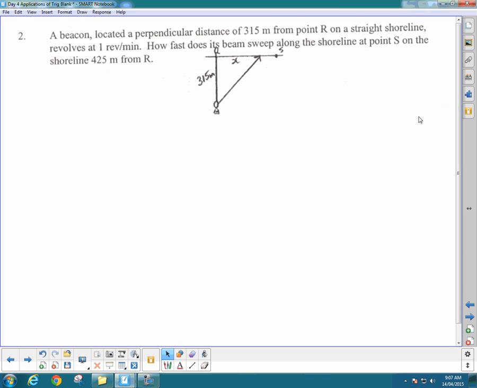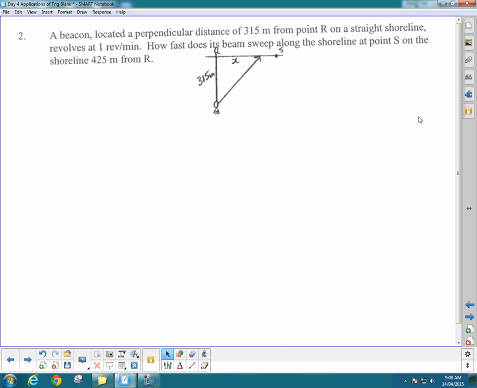Okay, for the second example, we've got a beacon, which is out in the water, maybe somewhere on a rock or something. It's located a perpendicular distance of 315 meters from point R. The picture's here to just give you an idea. Its beam of light is sweeping across the shoreline, and as it gets further away, it feels like it's going at a different speed than right close at R. So we want to know how fast that beam of light is sweeping across the shoreline at the point S.